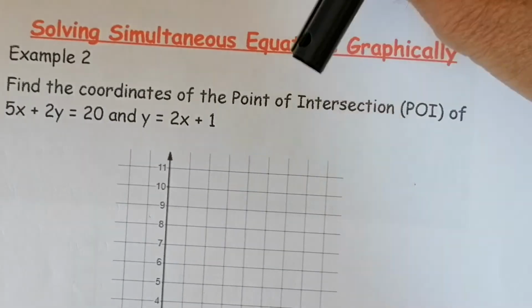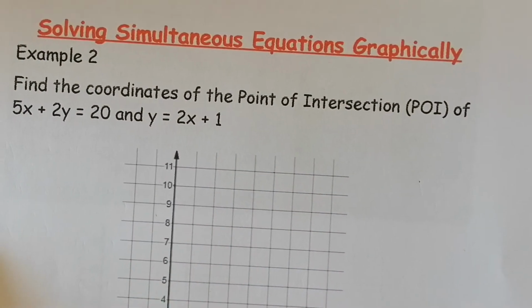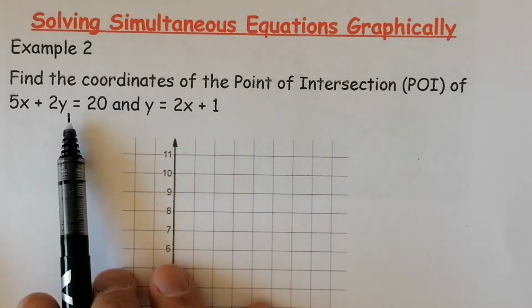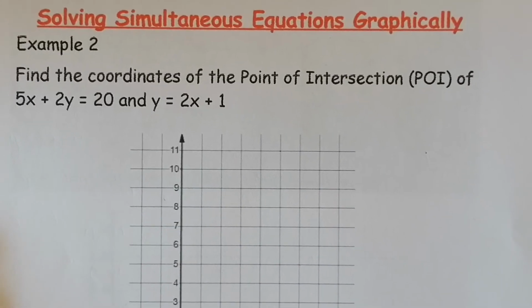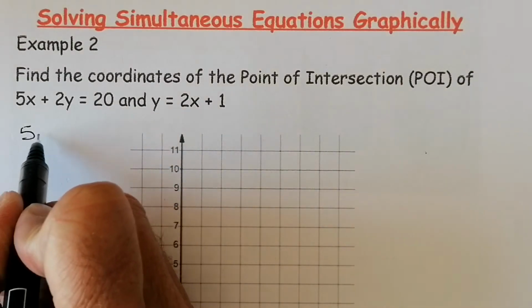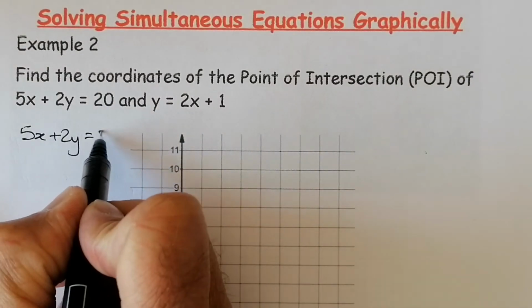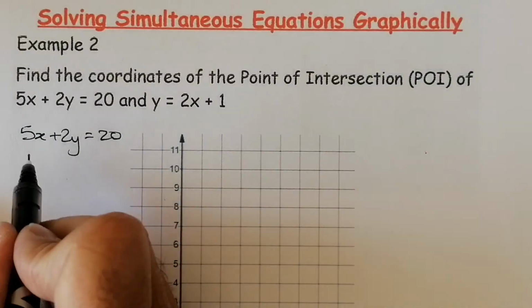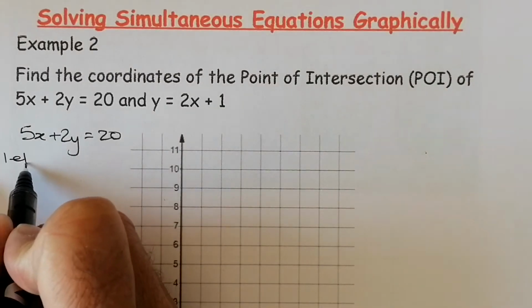Okay, so example 2. What we're trying to do here is find the coordinates of the point of intersection of these two lines that are here. So I'm going to start with this equation here. I've got 5x plus 2y is equal to 20. What I'm going to do is do it a different way. So I'm going to let x equal 0.